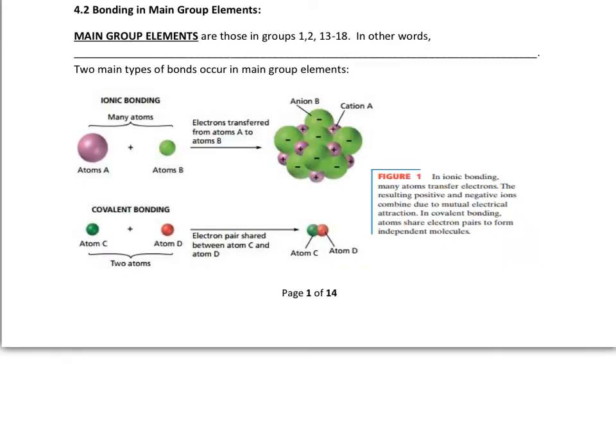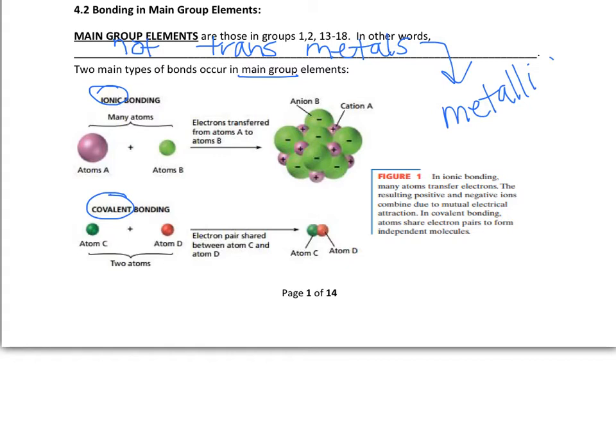Bonding in the main group elements. Again, the main group elements are those that are in groups 1, 2, 13 through 18. So in other words, not your transition metals. Okay, the two main types of bonding that occur in the main group elements are ionic and covalent. Now the transition metals most likely will be involved in a third one that we talked about in our lab last week, which is metallic. That's going to be the most common there.